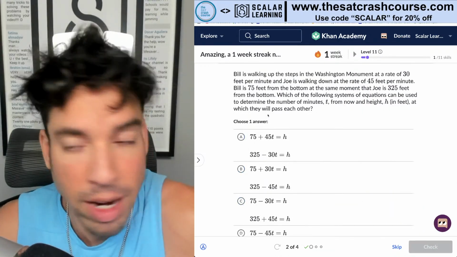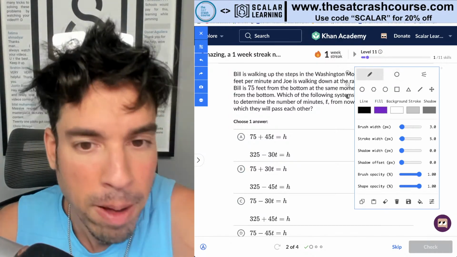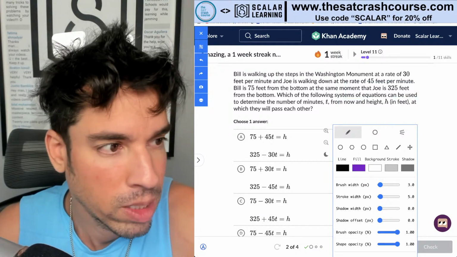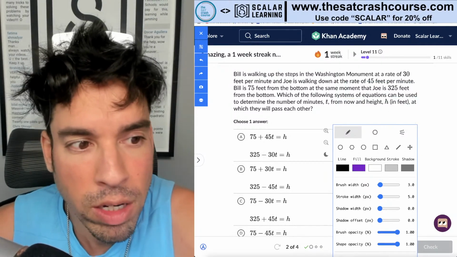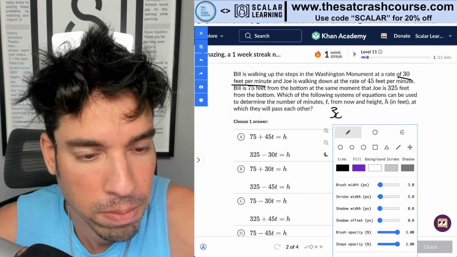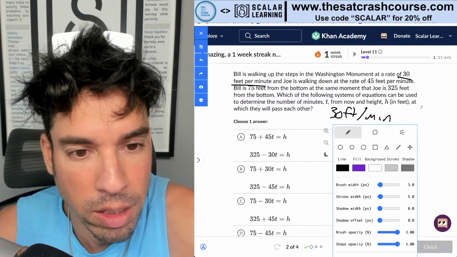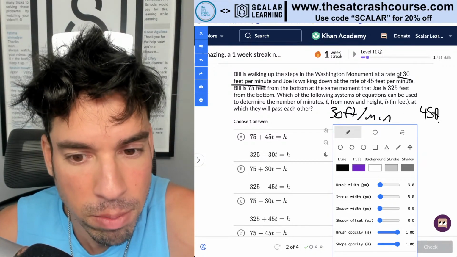See how I'm double checking everything just to make sure, even mentally. And it's a quite quick check, but you want to do that just to ensure you don't make any silly mistakes. Bill is walking up the steps to Washington Monument at a rate of 30 feet per minute. And Joe is walking down at a rate of 45 feet per minute.